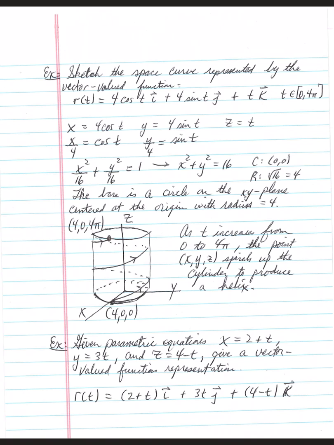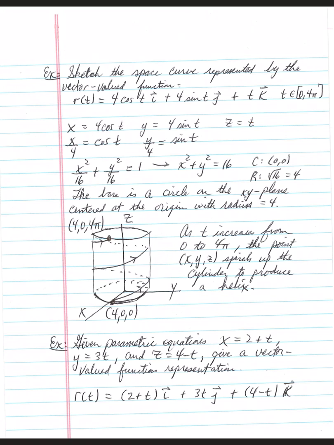Sketch the space curve represented by the vector-valued function r of t equals 4 cosine t times the i vector plus 4 sine t times the j vector plus t times the k vector. And we're going to take t from 0 to 4 pi. Let x be 4 cosine t, let y be 4 sine t, and z will just be t.